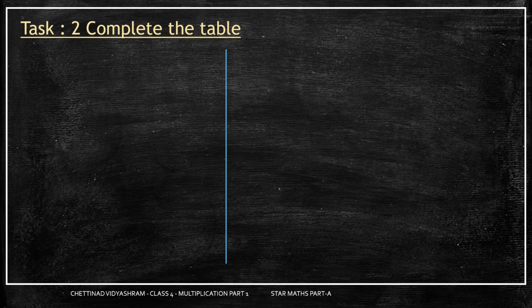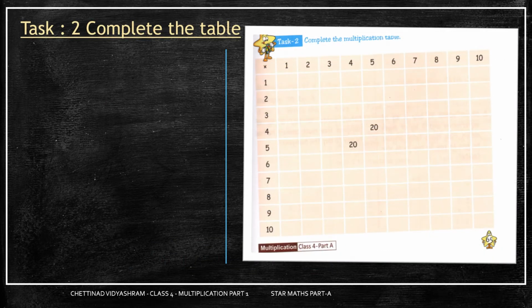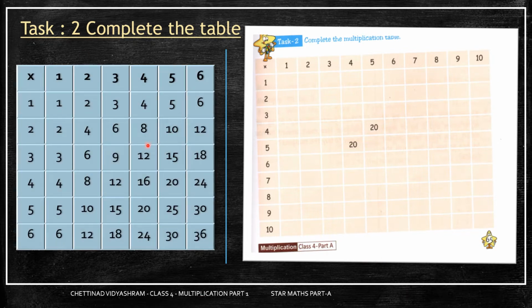Task 2. Complete the table. In your page number 65, they are given this table. Complete the multiplication table. Here, vertically they have given numbers from 1 to 10 and horizontally numbers from 1 to 10. We have to multiply it and fill the table. See, I've done up to 6 in this example.